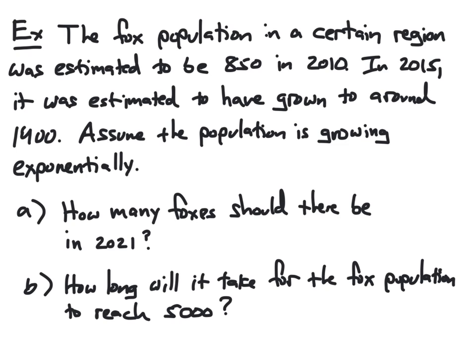One thing that will be important is to notice what t will represent in this particular problem. Since we're starting our model in the year 2010, we want 2010 to correspond to t equal to 0. So when we make a model, we're going to want t to represent the number of years after 2010. And with that in mind, in part A, when we want to know the number of foxes in 2021, we're going to want to use t equal to 11, because 2021 is 11 years after 2010.